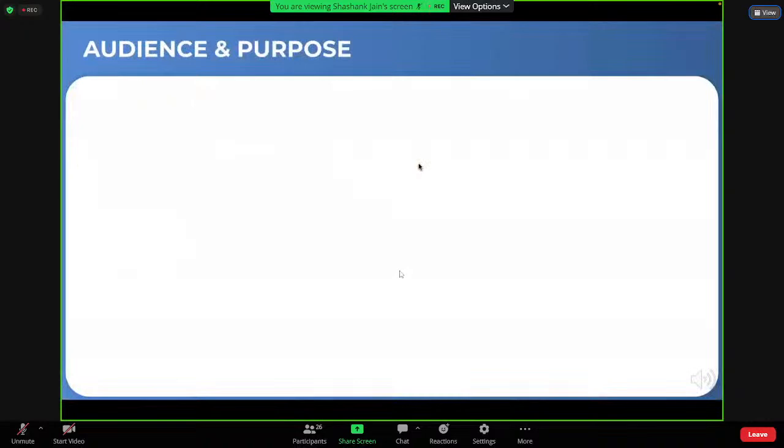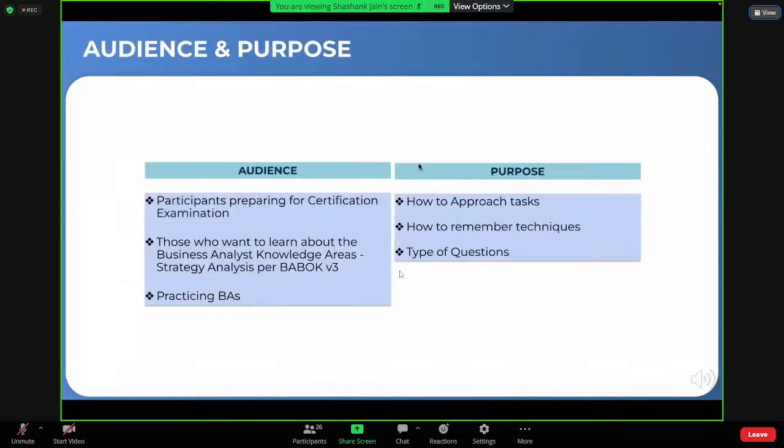Continuing with the agenda and purpose of this session, I will be going through only one of the knowledge areas, which is Strategy Analysis. There are 5 more knowledge areas in the BABOK Guide. However, covering all of them in 1 hour is not possible. I'll be taking you through an overview of this one knowledge area, Strategy Analysis, which will be helpful for you to understand it. I'll also touch base upon the other knowledge areas.